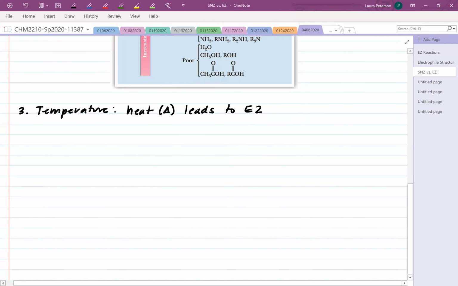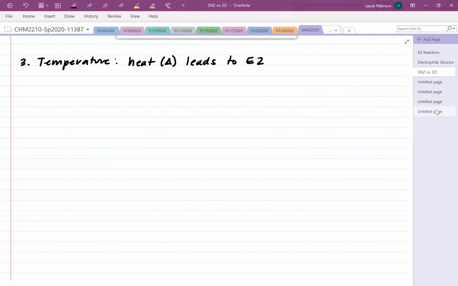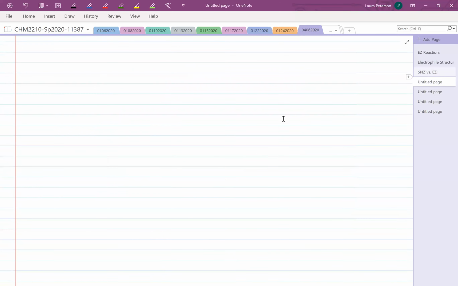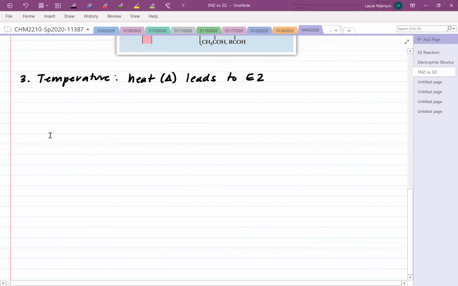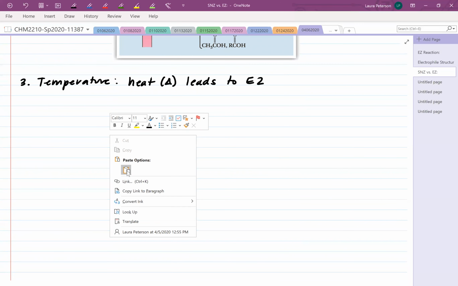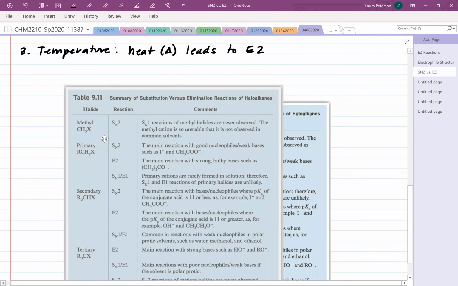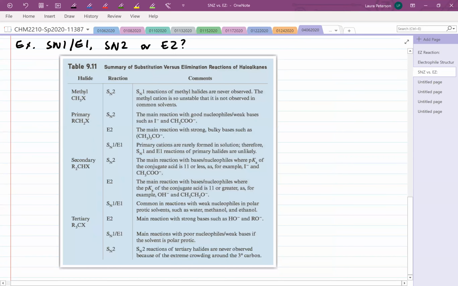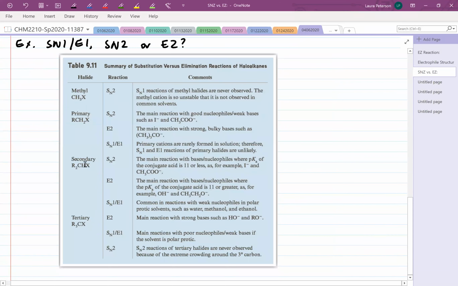Okay, so the last thing that I want to put in our notes is this table from our textbook, which basically summarizes all the rules between SN2, E2, SN1, E1. So we're basically at the point in class where we're able to play our really fun game, and that is going to be SN1, E1, SN2, or E2. You can look through this table, but it basically breaks down for methyl, primary, secondary, and tertiary when SN2, E2 or SN1, E1 would occur.